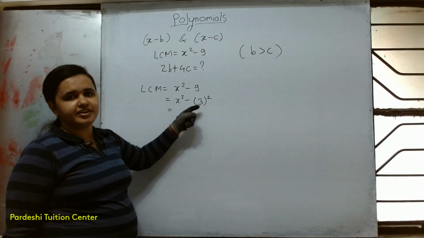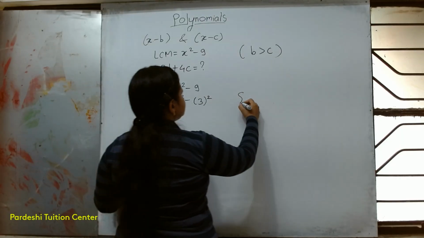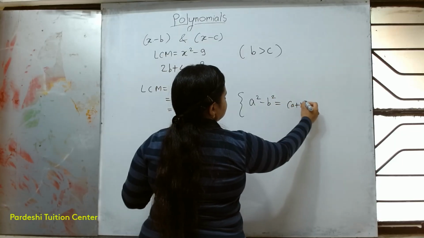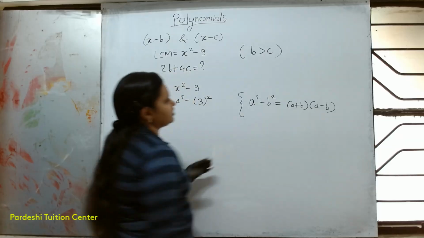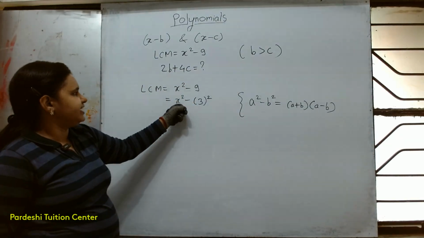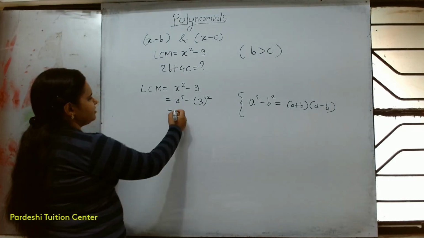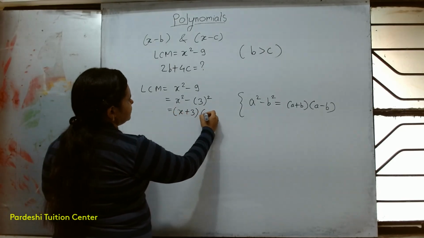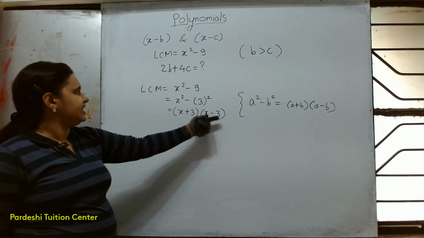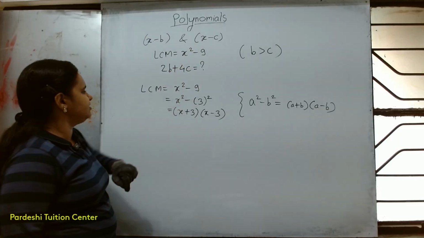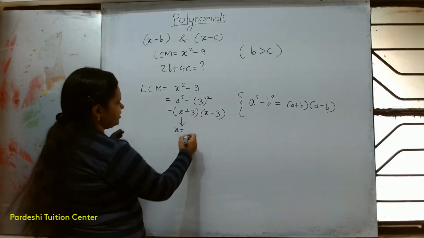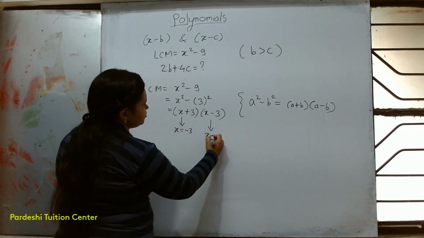Now it is a square minus b square. The formula of a square minus b square is a plus b into a minus b. Here a is x and b is 3, so it should be x plus 3 and x minus 3. These are the factors; this is the LCM of these two polynomials. So I can find the value of x from here: x plus 3 equals 0, so x will be equal to minus 3, and x equals 3.